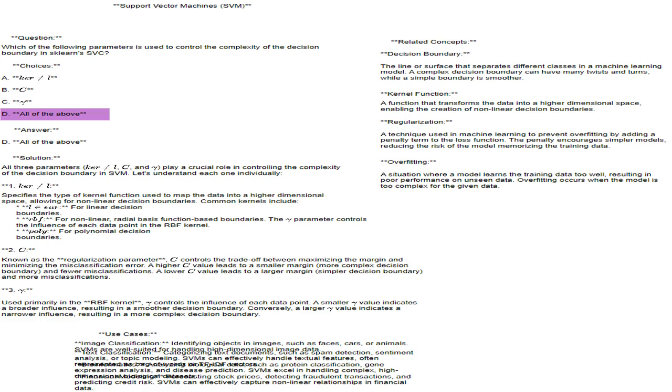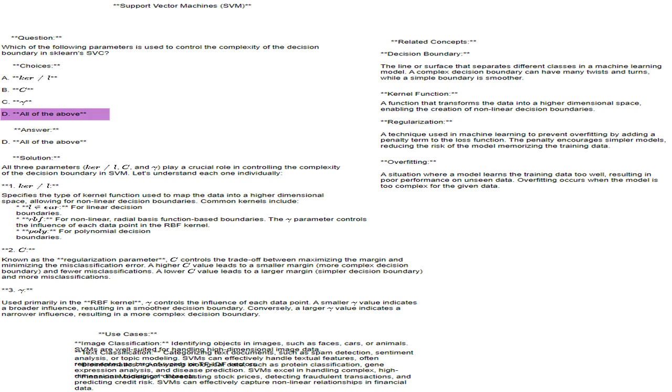Imagine a loan approval system that uses a machine learning model to classify applicants as high risk or low risk. The decision boundary would separate applicants based on various factors like income, credit score, and loan amount. A complex decision boundary might account for intricate interactions between these factors, potentially leading to more accurate classifications but increasing the risk of overfitting. A simpler decision boundary might be more robust but might miss subtle patterns in the data.